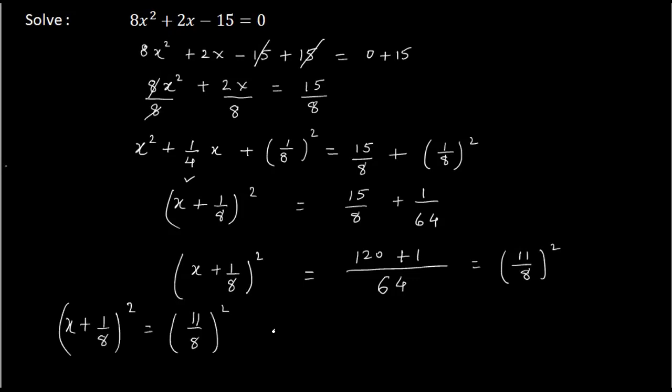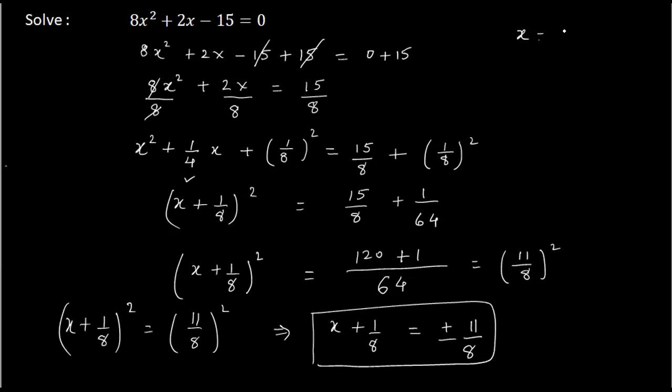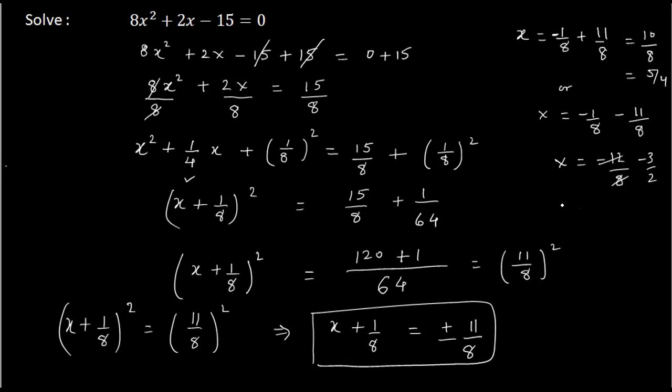So taking square root on both sides gives x plus 1 over 8 equals plus minus 11 over 8. How can we solve this? From here we can write x equals negative 1 over 8 plus 11 over 8, or x equals negative 1 over 8 minus 11 over 8. After solving this, we get 10 over 8, which is nothing but 5 over 4. And this term gives us minus 12 over 8, or minus 3 by 2. So our zeros are x equals 5 by 4 or negative 3 by 2.